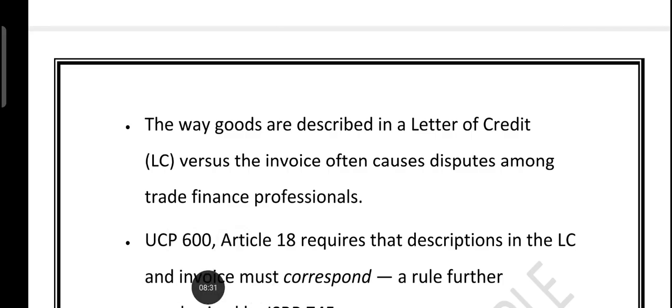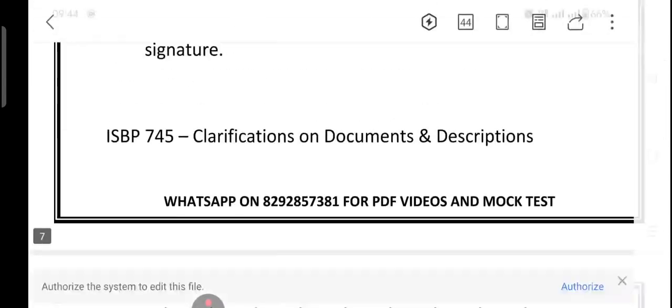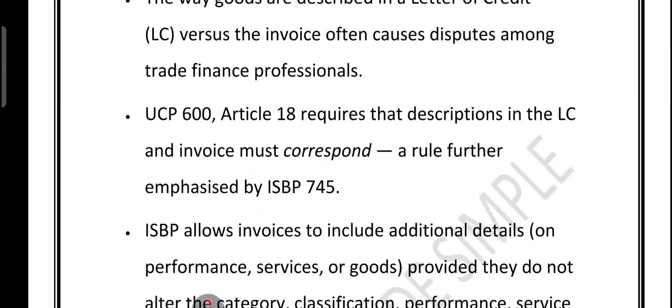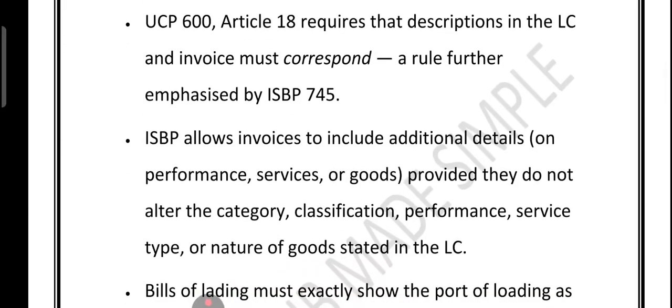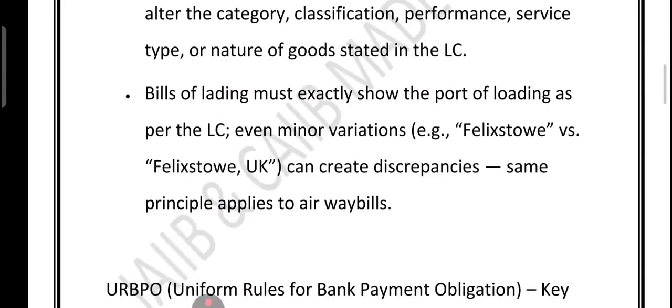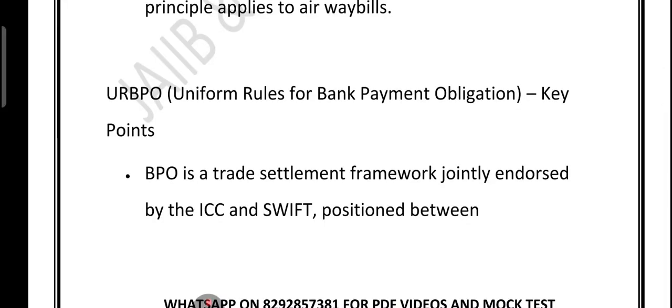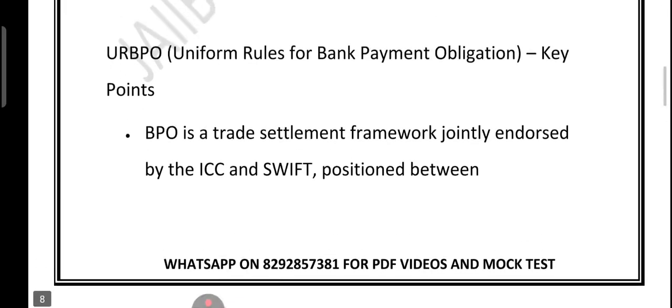Next point we talk about ISBP 745. I told you that ISBP 745 allows extra invoice detail if they don't change the nature of the goods. ISBP allows extra document detail if they don't change the nature of the goods. Bill of lading must show the port of loading exactly as per the LC. And the last point I told you is that even a small difference in the name can cause a discrepancy; this applies to the airway bill also. Then let's talk about the URBPO.